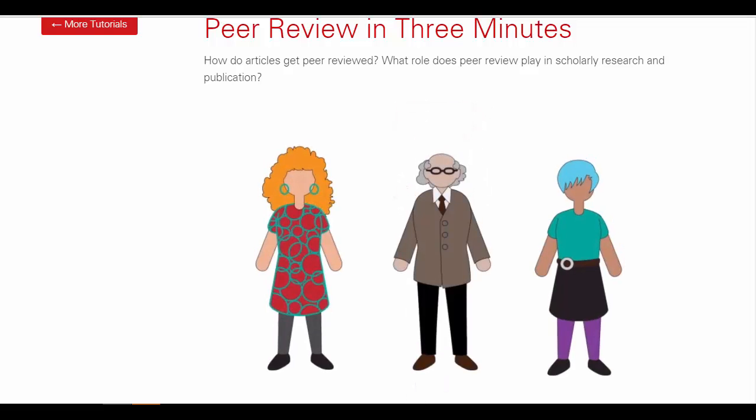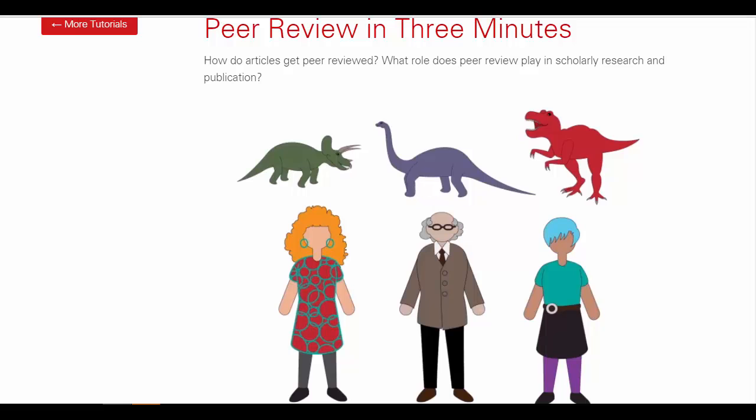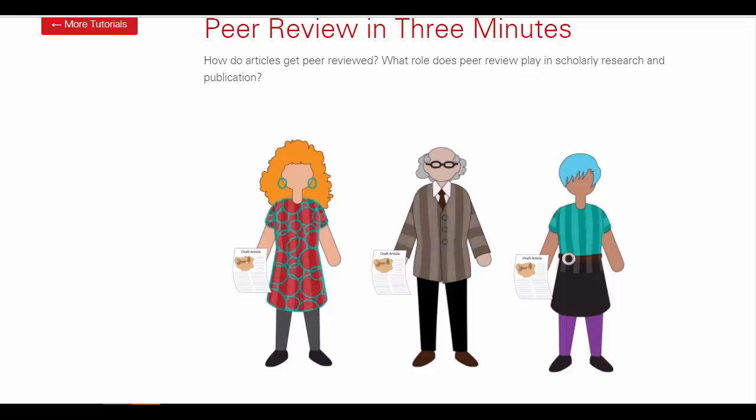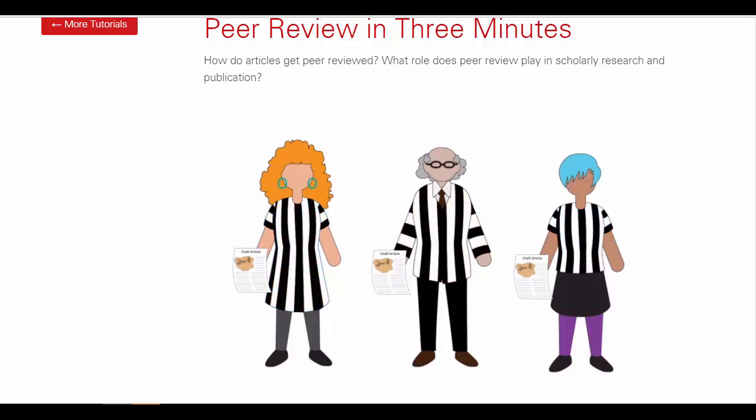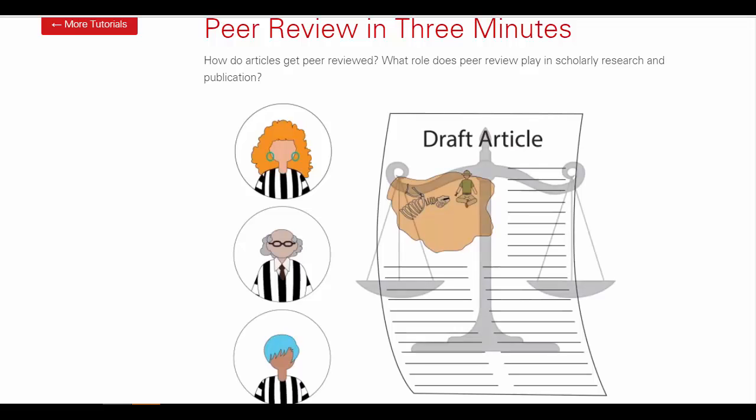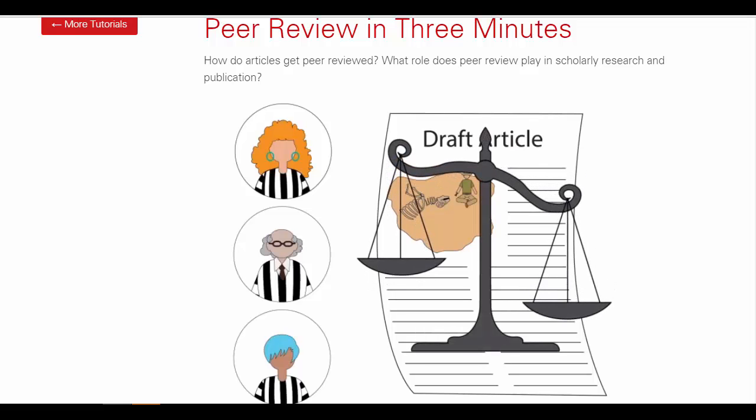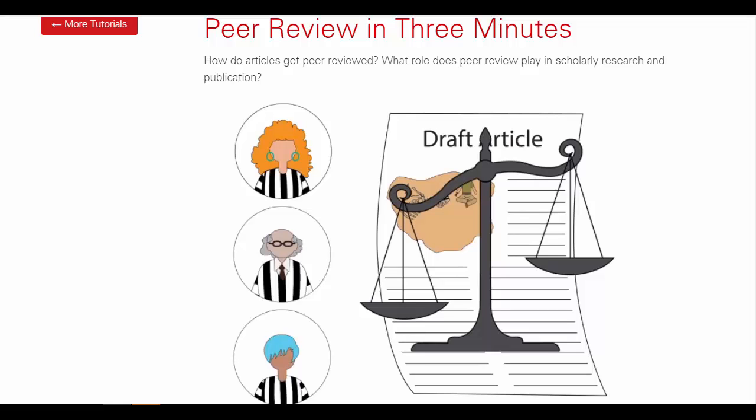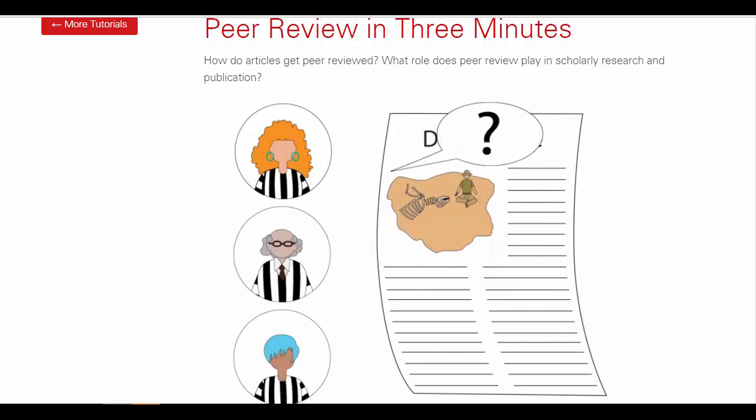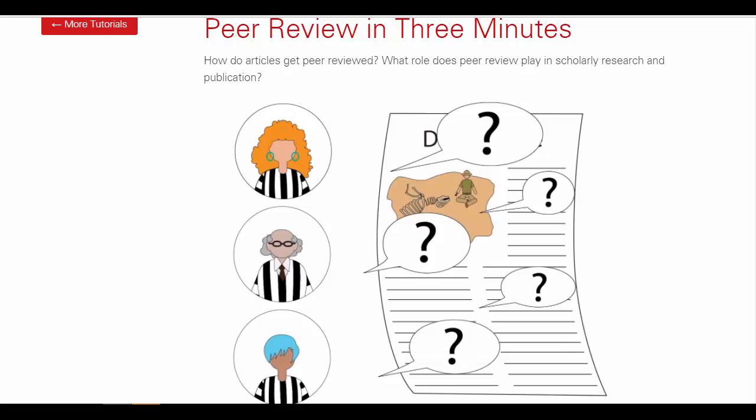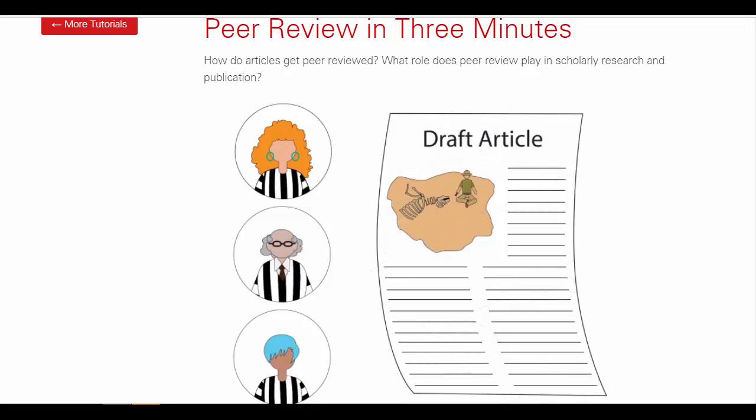These experts are the author's peers, since they're working in the same research area. And since they're making a judgment about the article, they're sometimes called referees, so peer-reviewed articles are sometimes called refereed articles. Each reviewer evaluates the article by asking questions to judge the quality and significance of the research. Questions like, what is this research about? Is it interesting? Is it important? Is the methodology sound? Are the conclusions logical? And are the findings original? Based on the answers to these questions, the reviewers decide whether the article is worthy of publication in the journal.